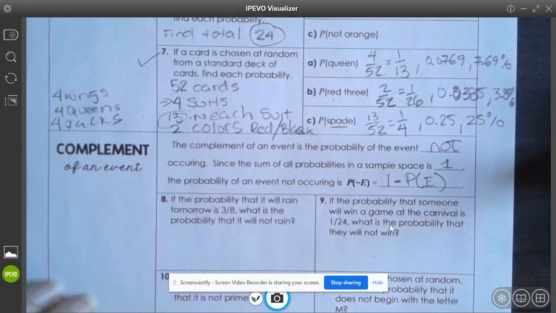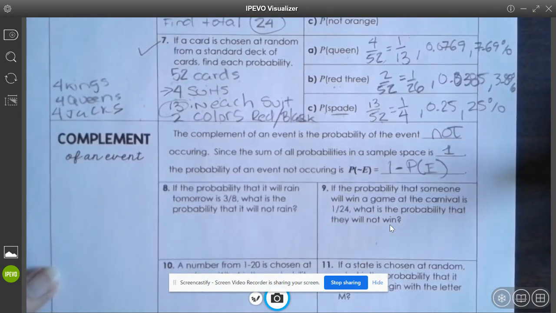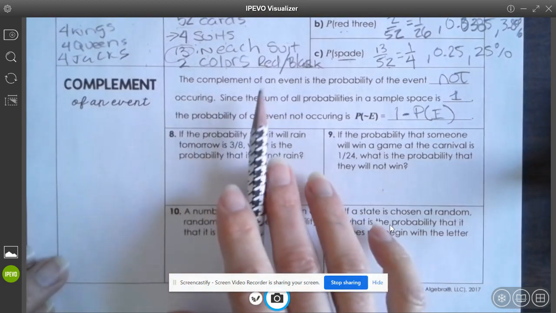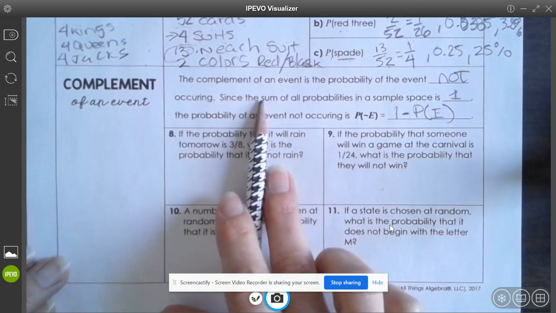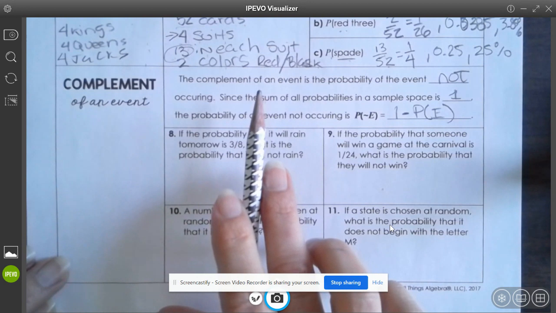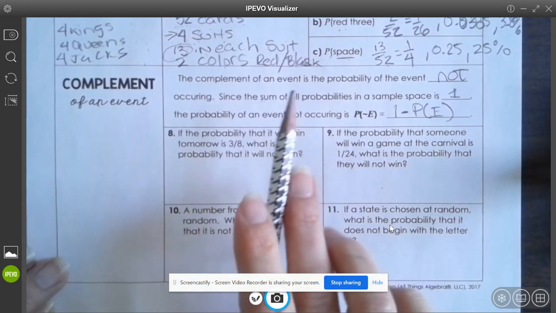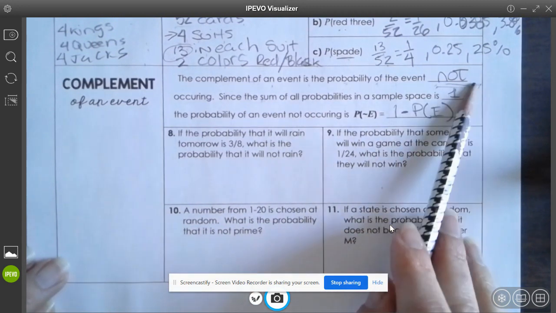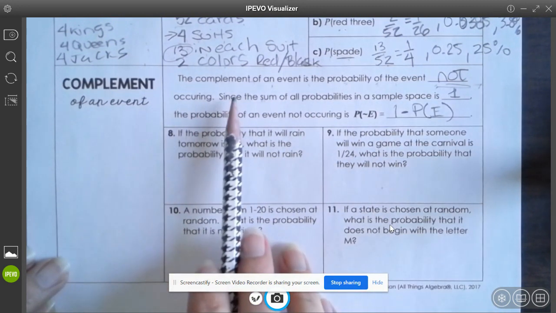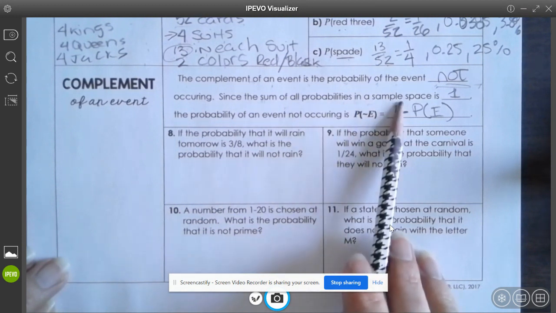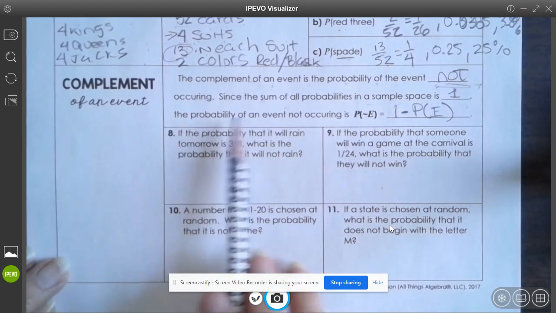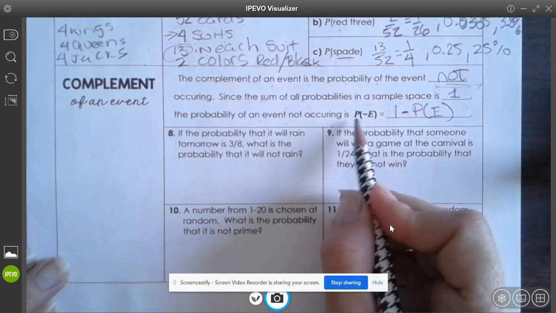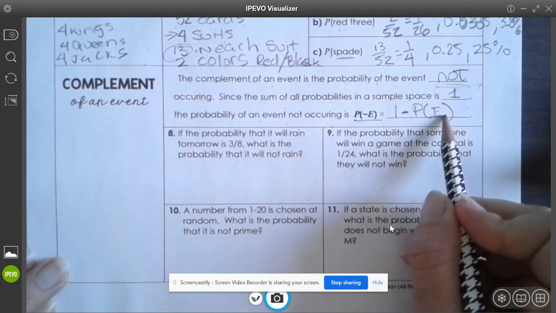Another thing, this is important. The complement of an event. This is when the event does not happen. What's the probability that it's not going to happen? That's basically what it says here. The complement of an event is the probability of the event not occurring. Since the sum of all probabilities in a sample space is 1, the probability that it's not going to happen is 1 minus the probability of the event.